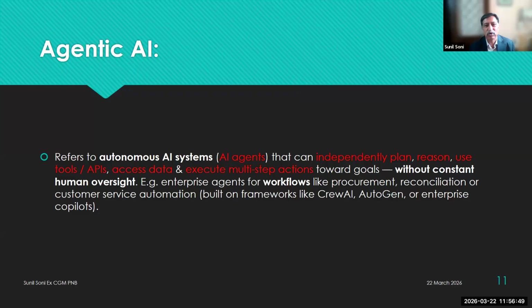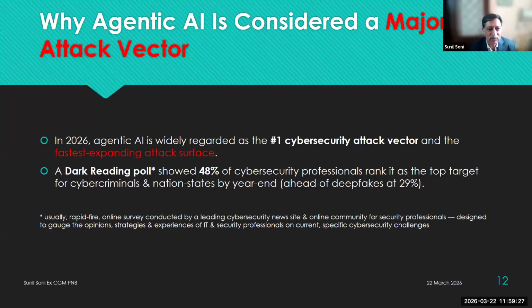for example, if there are procurement processes, or reconciliation processes, or customer service automations, which have been built within the organization, this is sharpened on both sides. So we need to be stepping onto it very carefully.